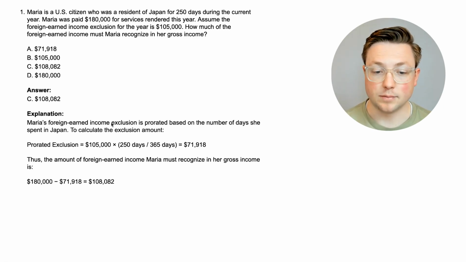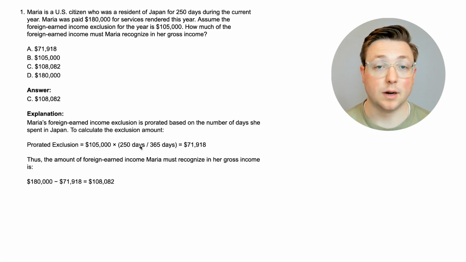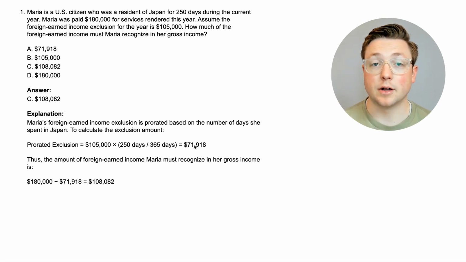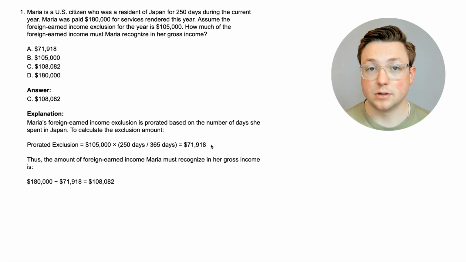Maria's foreign earned income exclusion is prorated based on the number of days she spent in Japan. To calculate that, we take the $105,000 exclusion, multiply it by the number of days she was in Japan out of the year, so 250 days divided by the full 365 days in a year, and that gives you $71,918 of the exclusion that you can actually take. So you subtract that prorated exclusion from the $180,000 she earned in Japan, and that gives you $108,082.